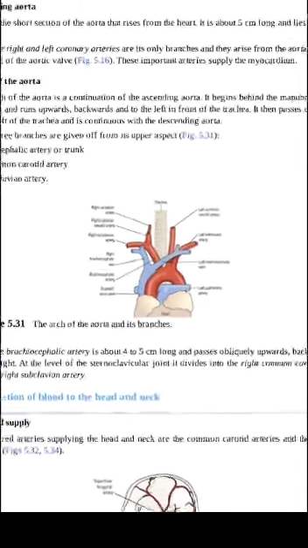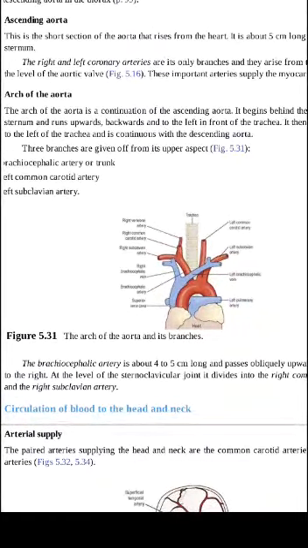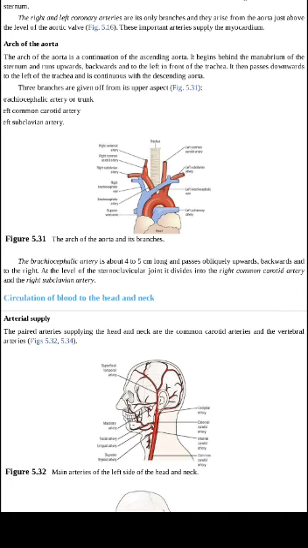Again, you can appreciate it over here. From the arch of aorta is rising the brachiocephalic artery. Next is the left common carotid artery. You can also see it on the left side, and then the left subclavian artery. All of these are arising from the arch of aorta. The brachiocephalic artery is about 4 to 5 centimeters long and it passes obliquely upwards, backwards to the right. At the level of the sternoclavicular joint, it divides into the right common carotid artery and right subclavian artery.